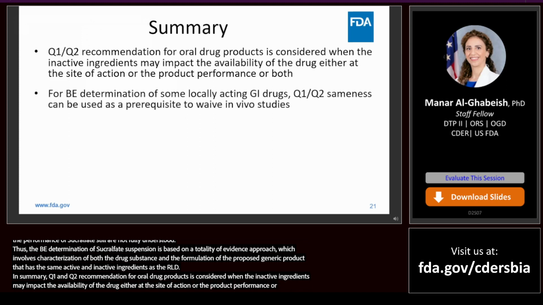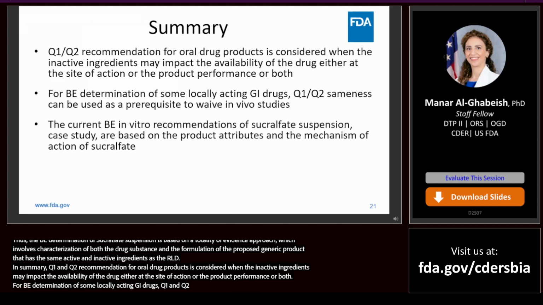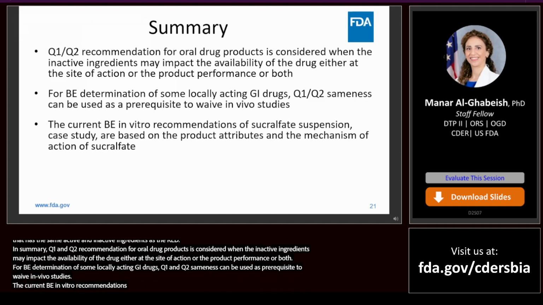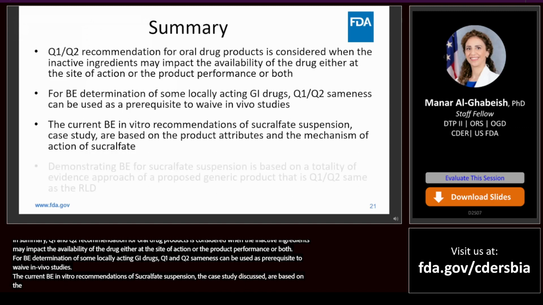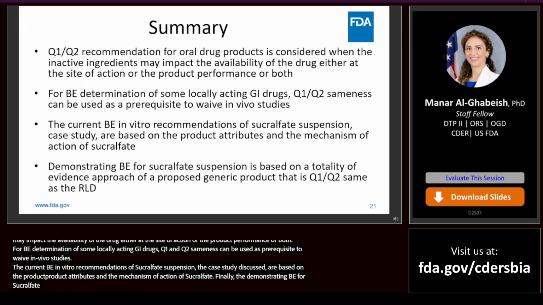For BE determination of some locally acting GI drugs, Q1 and Q2 sameness can be a prerequisite to waive in vivo studies. The current BE in vitro recommendations of sucralfate suspension, the case study discussed, are based on the product attributes and the mechanism of action of sucralfate. Finally, demonstrating BE for sucralfate suspension is based on a totality of evidence approach of a proposed generic product that is Q1, Q2, same as the RLD.